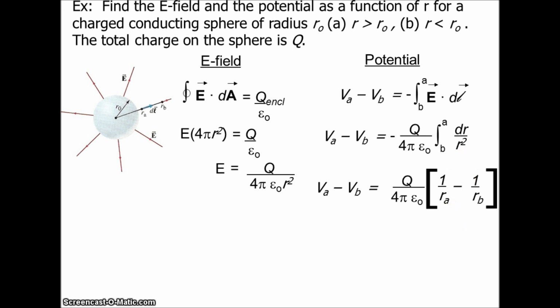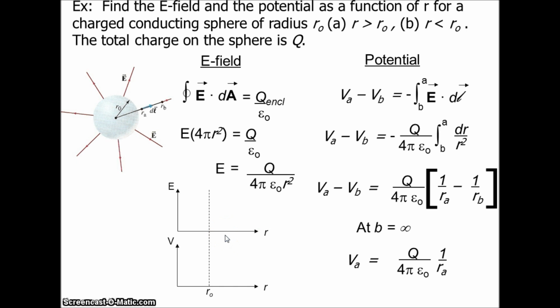Let's take this to the extreme where b goes to infinity. If I plug in infinity right here, that's 1 over a very large number, in fact 1 over infinity, and that becomes 0. And so the voltage at A becomes Q over 4 pi epsilon naught times 1 over RA. If we're looking right at the edge of the sphere, then RA is really R naught. So now we can plot these for outside the sphere. The E field is an inverse square function, and the voltage is an inverse function.